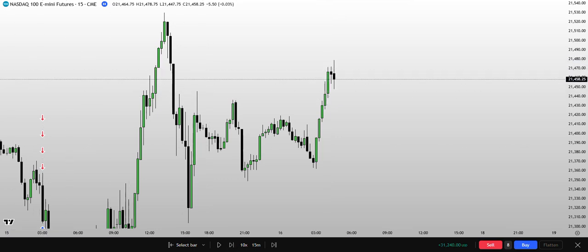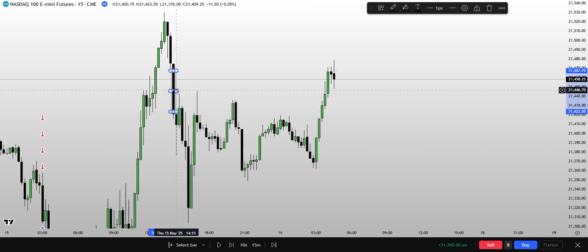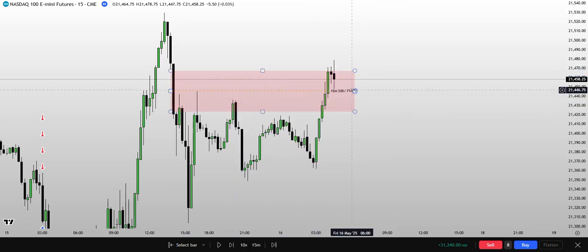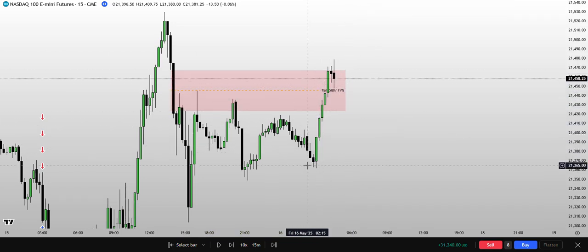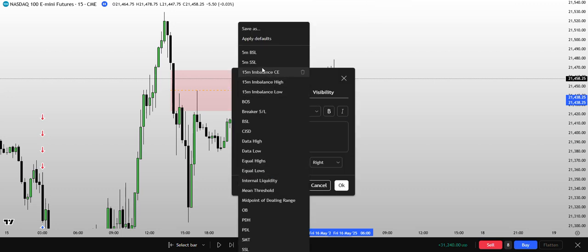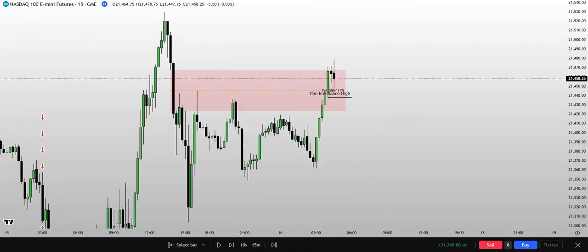Disrespected this gap, did we? Hold on. Nope, gap has been respected. Several buy side liquidity. Sorry. Several bullish imbalances there though, to be fair. I don't love it.